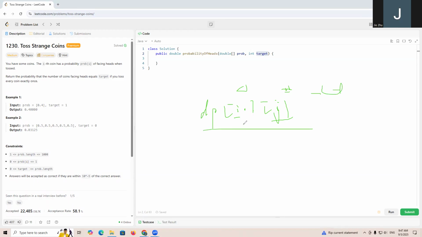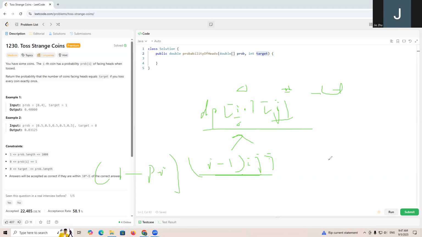We will say this comes from two parts. One is that we add one coin, so that is i minus one coins, and we already have j face up. In this case, we should add to our result, so what is this probability? For this coin, it should not face up, so it should be one minus probability i, right?